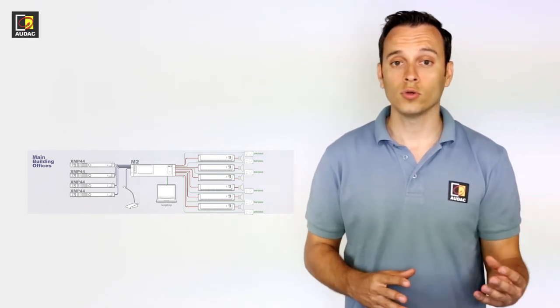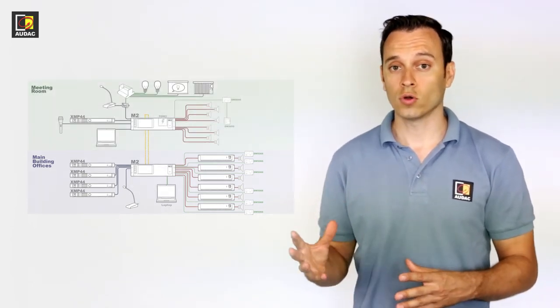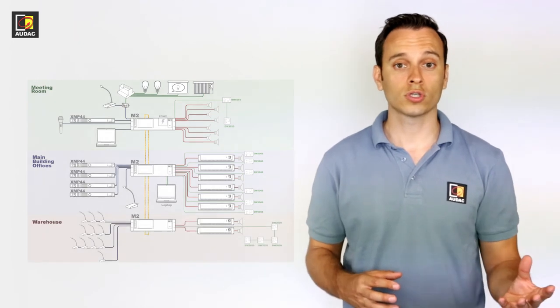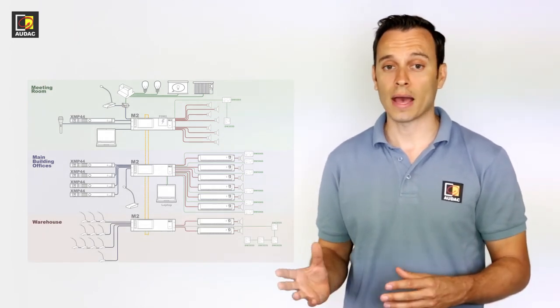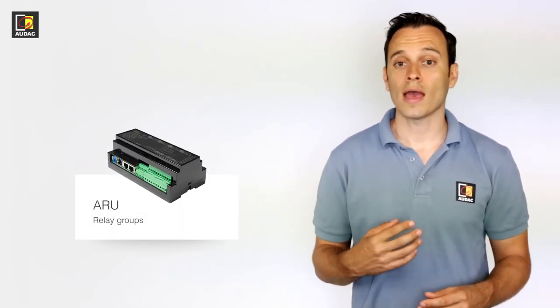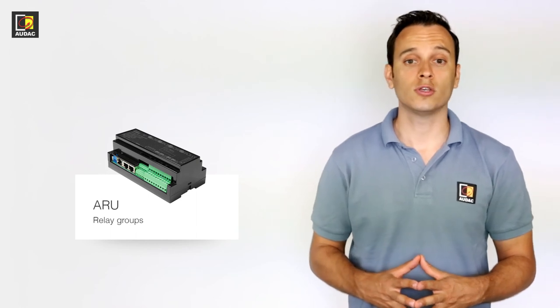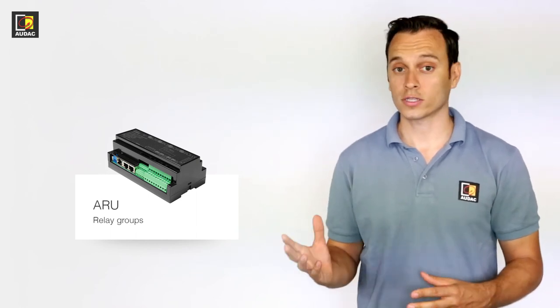We could add more M2 units to divide the zones or to add more zones if the building size is expanded. The meeting room could be fitted with ARU units to control the lights and projectors, and those could be triggered also by the AUDAC Touch app. With the M2, small changes make a big impact.